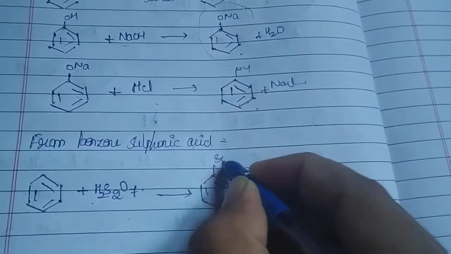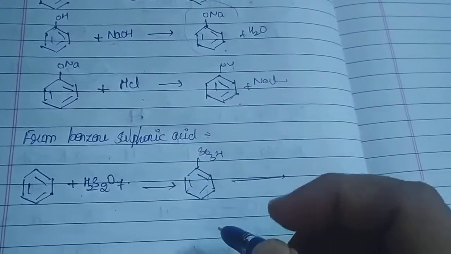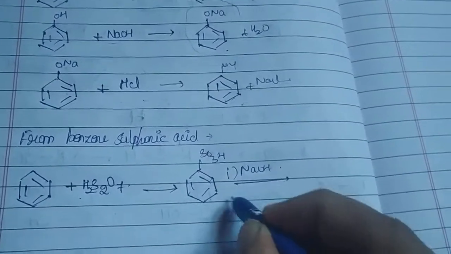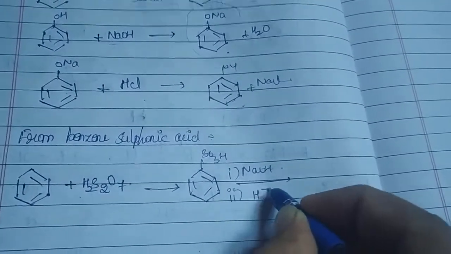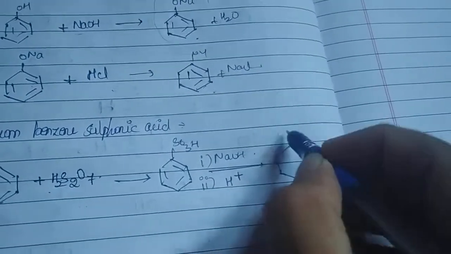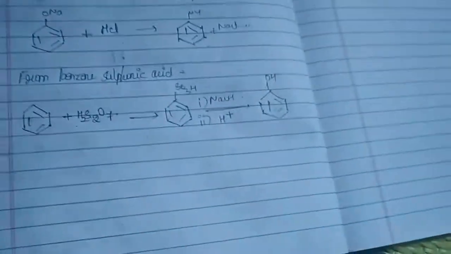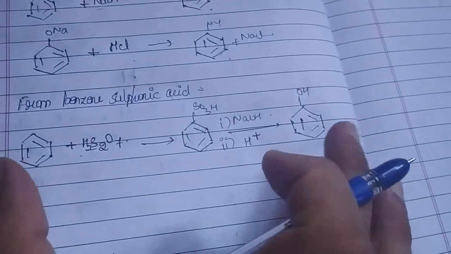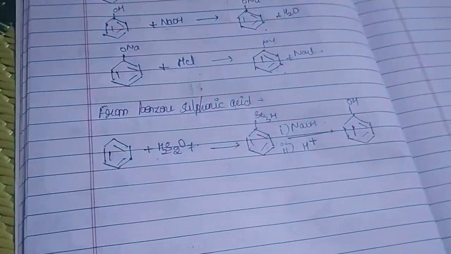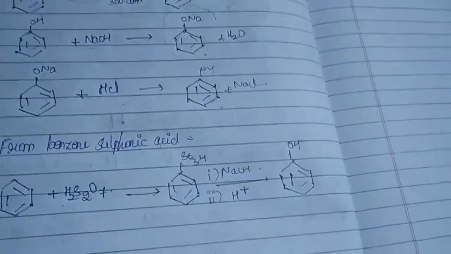SO3H. Then we treat this benzene sulfonic acid with sodium hydroxide, and once again, as the second part, we do the acidification. There we are going to get our phenol as the final product. This is the general reaction according to your syllabus. This much is enough. If they ask how you can obtain phenol from benzene sulfonic acid, and you write an explanation and the corresponding reaction, your marks will be awarded.